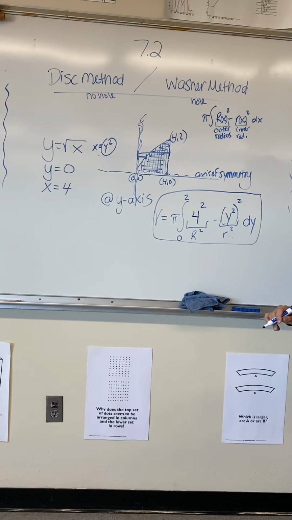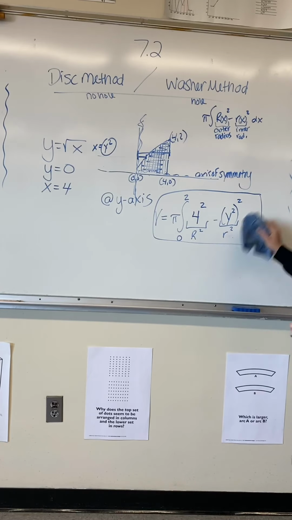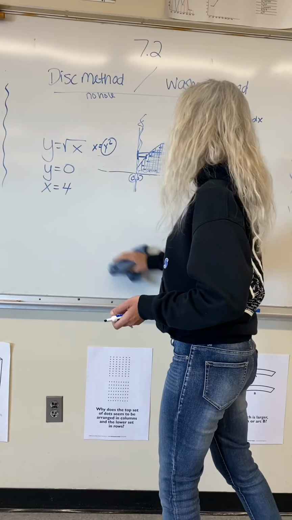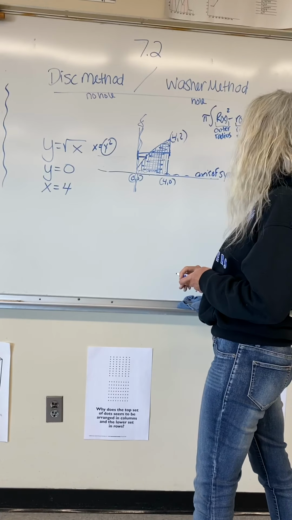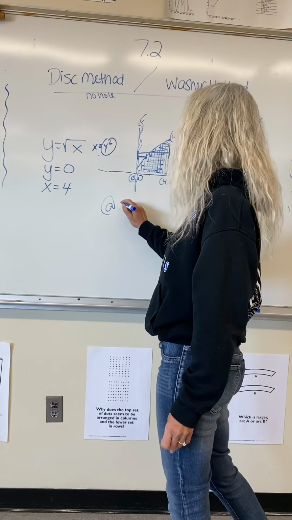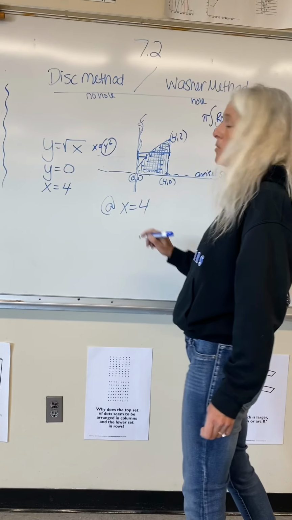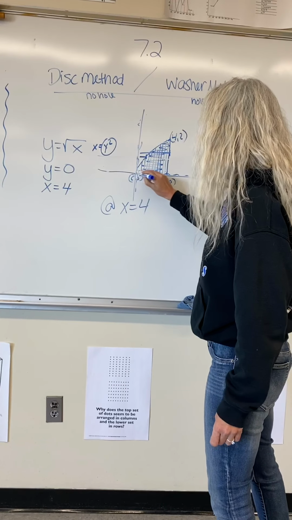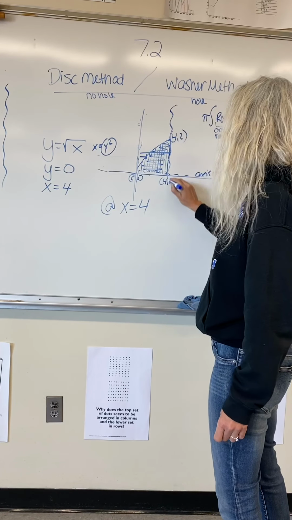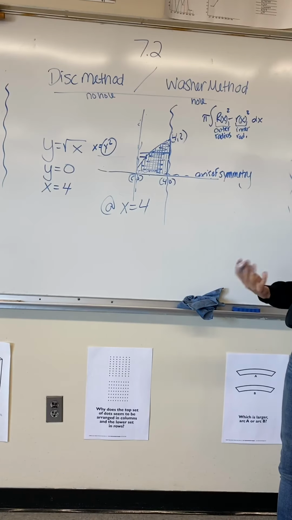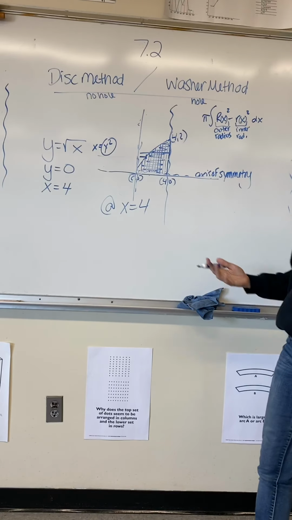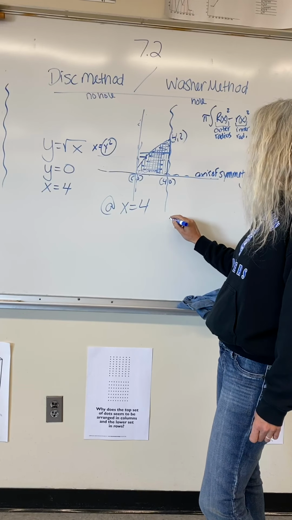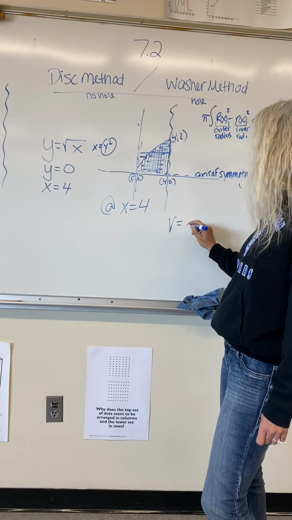Same scenario. We're actually going to revolve it around two other lines just to see what happens. Let's revolve this now around the line x equals 4. This time I'm going to revolve it around x equals 4. So it's still a vertical axis of revolution. So right off the bat, vertical axis of revolution, I know that I am going to have to write this in terms of y.